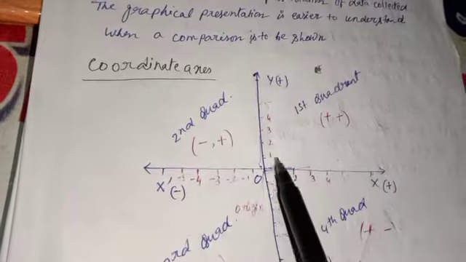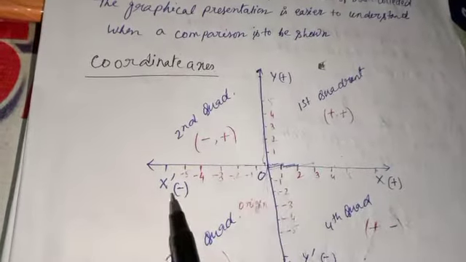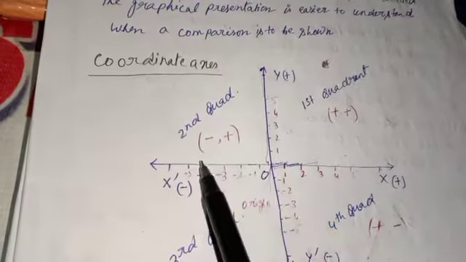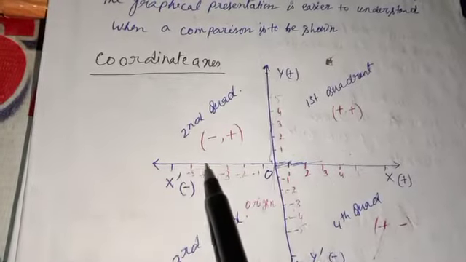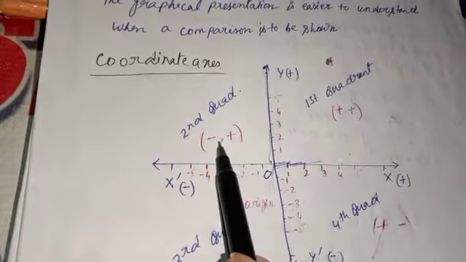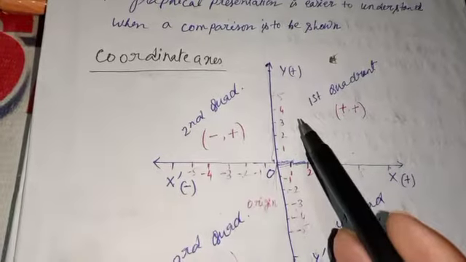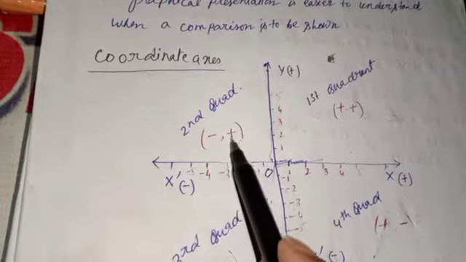If you see second quadrant, this side y is positive. Okay, y is positive this side, but this side x is negative. This is negative means here. So it will be minus, plus. Maybe you are thinking why I am taking the symbol of x-axis first. Yes, you have to take the symbol of x-axis first, then y. This is the order. Okay, x then y. That is why this is minus, comma, plus.